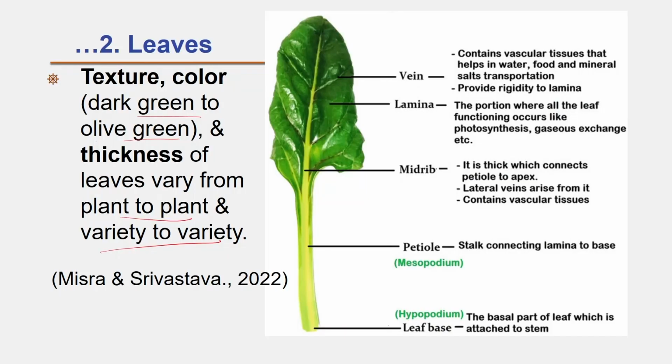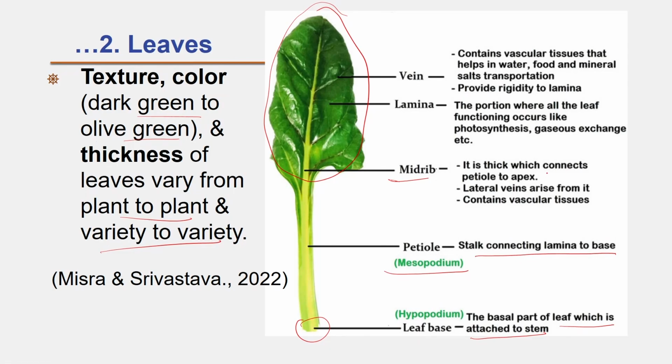So you can see different parts of the leaves. I seek your kind attention to see the leaf in the picture, and the lowest part is your leaf base. It is called the hypopodium. The basal part of the leaf which is attached to the stem is the hypopodium. Then comes the middle part, which is the mesopodium, the petiole. It is the stalk connecting lamina to base. So this is actually the lamina, or you can call it the blade, and they are connected through the petiole. And then the midrib, the central dominant vein you are seeing.